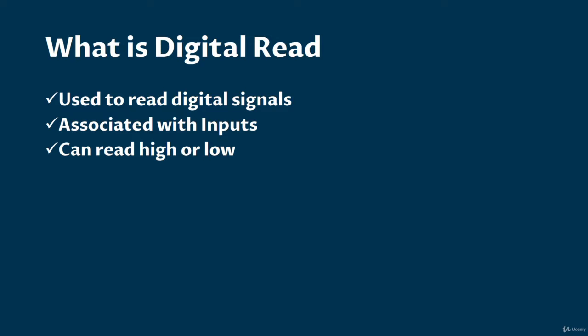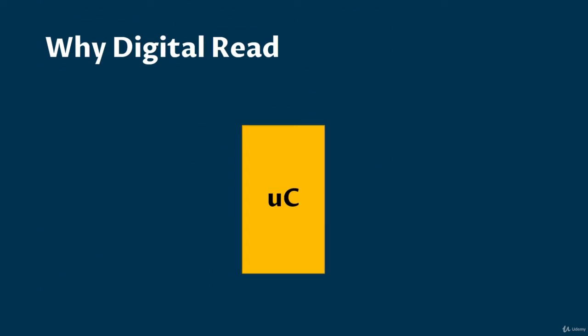Before going to discuss anything on digital read, let me tell you why it is used. A microcontroller is by default capable to read digital signals. That means high and low, or 5 volt and 0 volt. That particular property helps it in numerous applications.